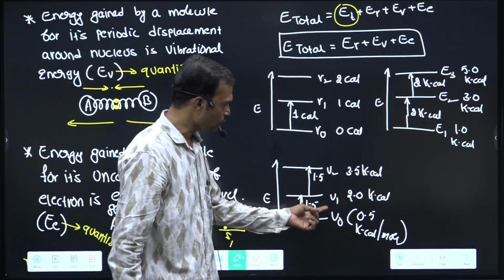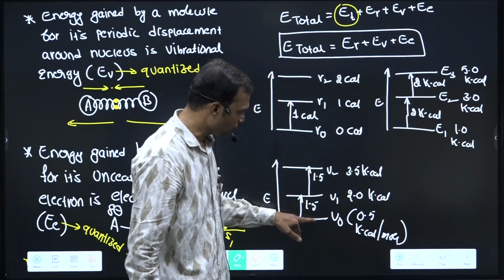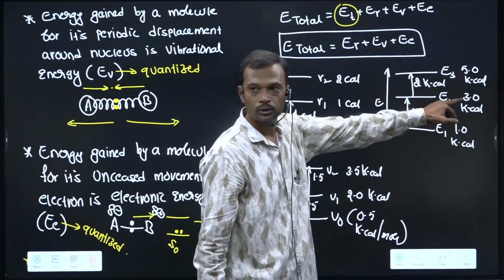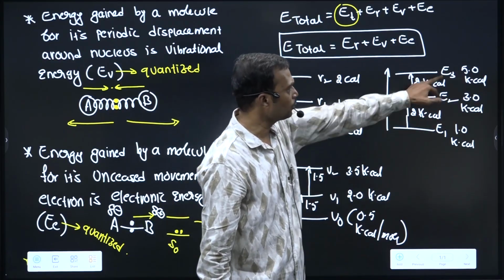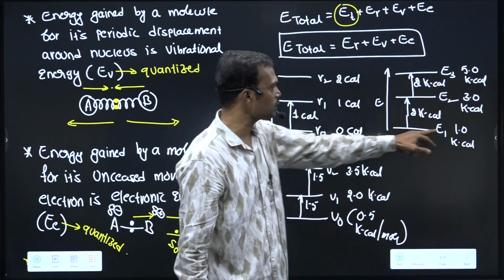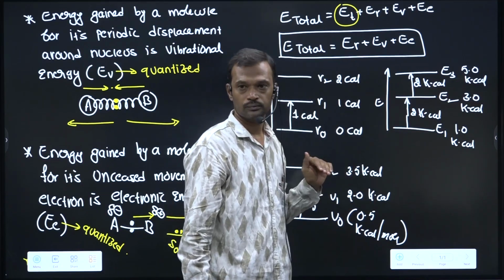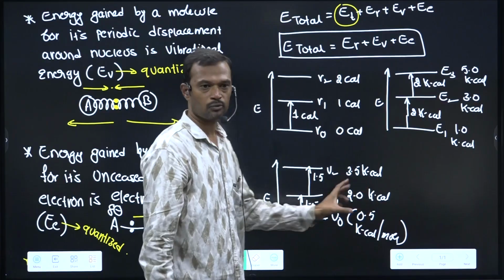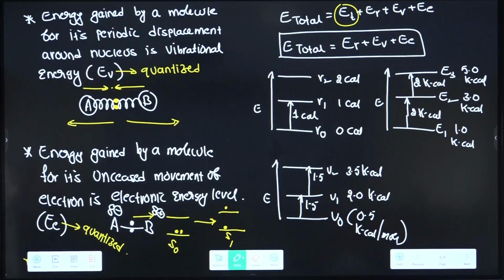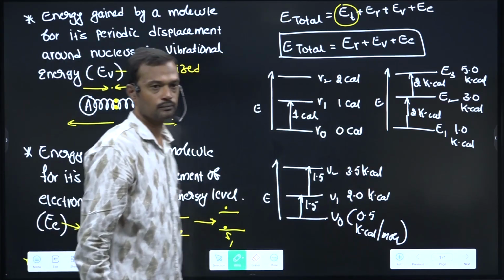See, V0 to V1 1.5, V1 to V2 1.5, that's it, enough. Don't compare, sir, V0 to V2 3.5, but E1 to E2 3.0, E1 to E3 5.0. Don't compare like that, because this energy becomes higher and this energy becomes lower. Don't compare vibrational and electronic energy levels. I am explaining only the gap, a rough example for gap. Always rotation should be taken in calorie, vibration and electronic energy level taken in kilocalorie.